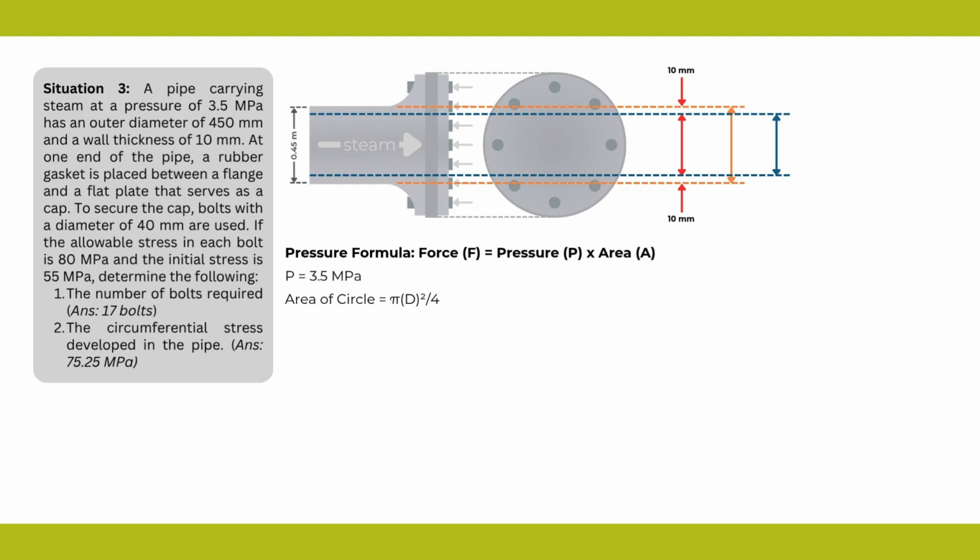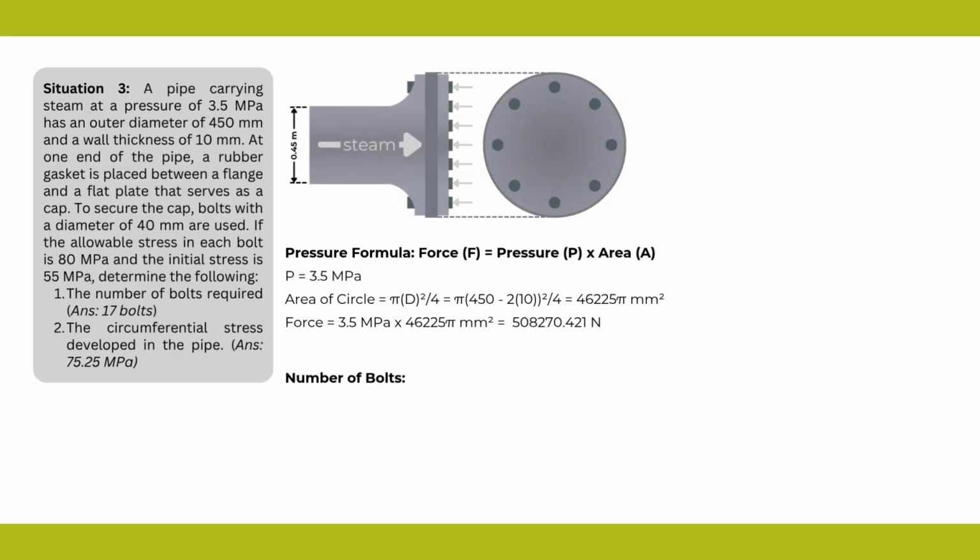With that being considered, ang makukuha nating area is 46,222 pi square millimeters. Solving for the force applied by the steam onto the cap, we will get 500,270 newtons. To determine the number of bolts required, utilize lang natin yung force equilibrium na experience ng flat plate with bolts.